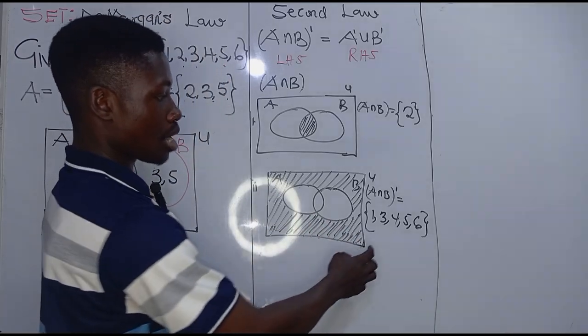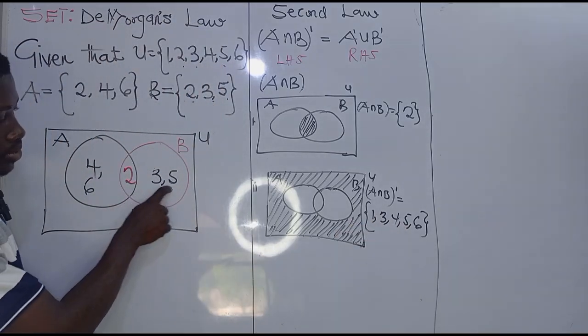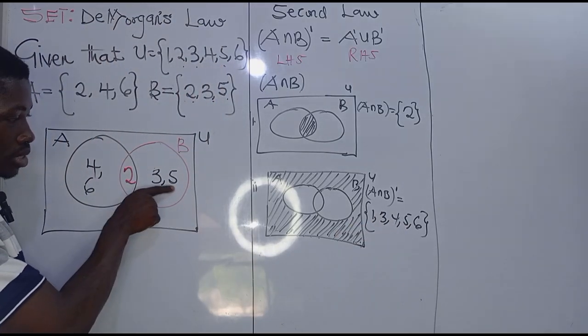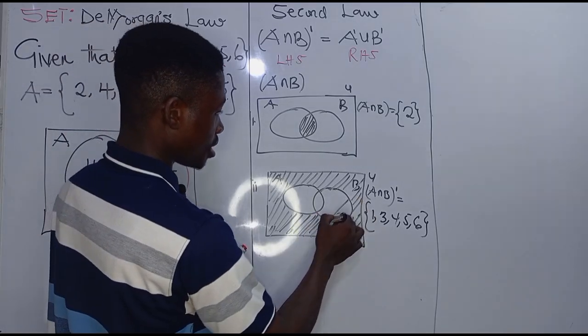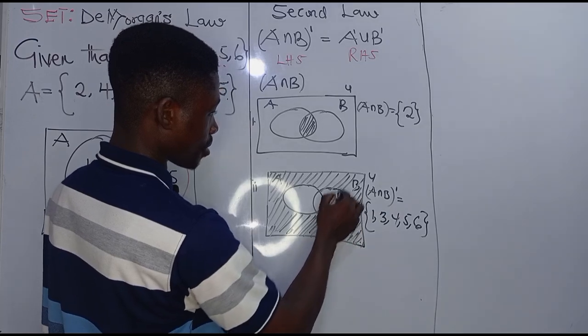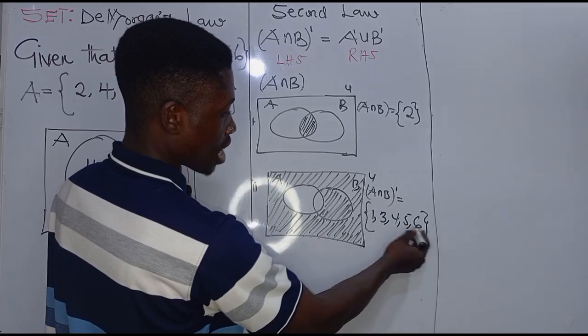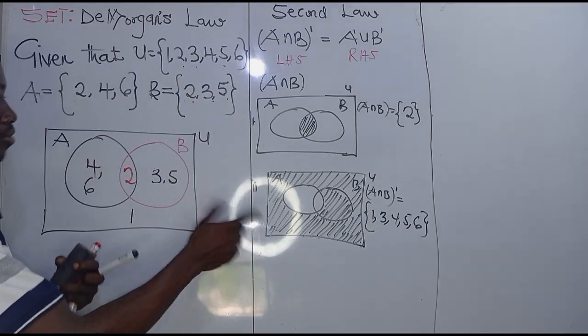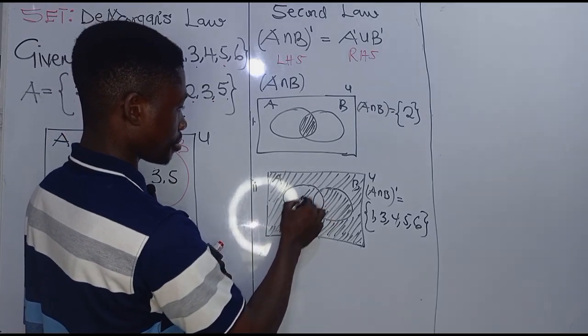Now, we also have 3 and 5. Which region represents 3 and 5 from here? So the region that represents 3 and 5 is what? This region, B only. So we are going to shade this region, because it represents 3 and 5. And then we have 4 and 6. Which region represents 4 and 6? We have only this region, so we are going to shade this region.